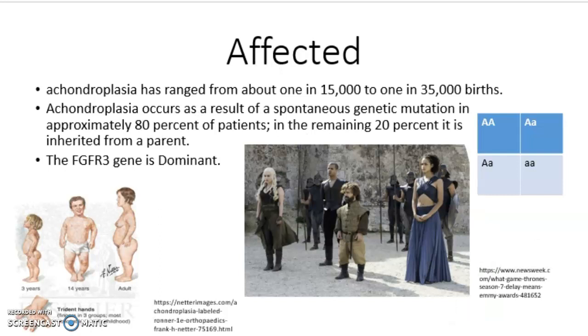So, who is affected? Achondroplasia has ranged from about 1 in 15,000 to 1 in 35,000 births. Achondroplasia occurs as a result of a spontaneous genetic mutation in approximately 80% of patients, and the remaining 20% is inherited from a parent. The gene is dominant.